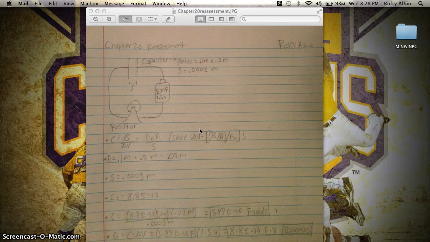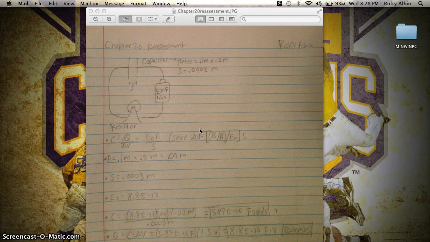Alright, I got a pretty simple little problem here that I set up. I pretty much just did it in small, simple steps to make it easier to understand, since that's pretty much how I like to do everything anyway.